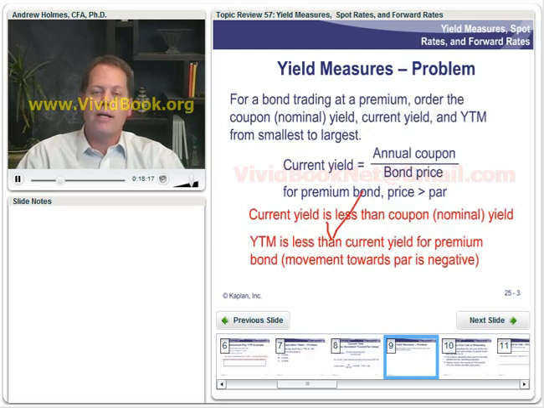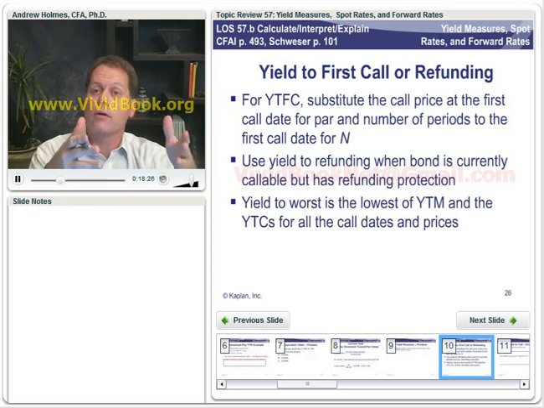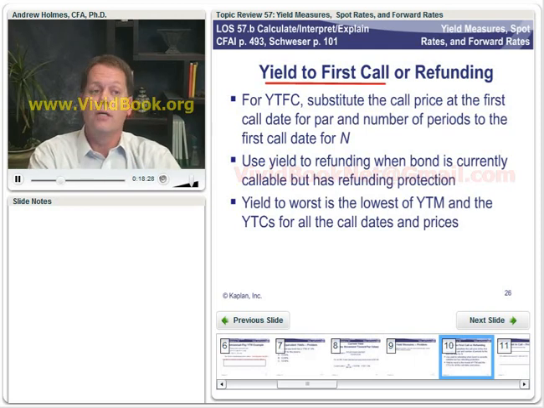Now, what about some more of these internal rate of return-based measures? The most important here is probably yield to first call or yield to refunding. Remember, bonds can be callable but not refundable. So you can call after 5 years, but if it's not refundable, it means you can call the bond, but only if you can pay for it out of operating profits. You can't issue another bond to refund the loan.